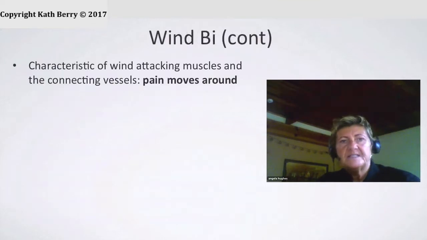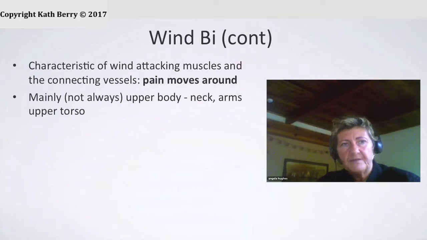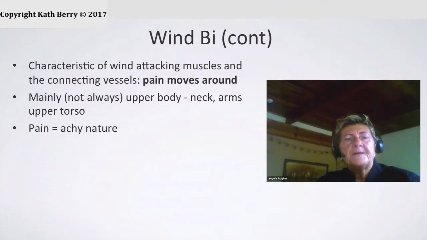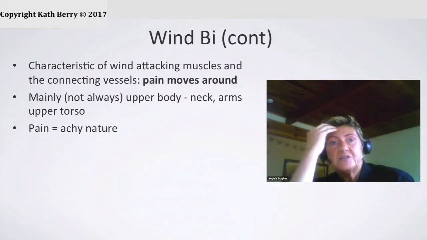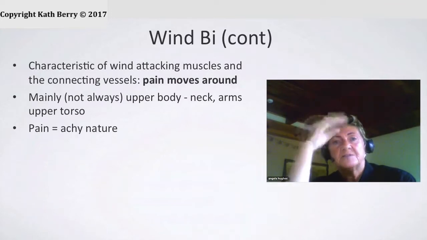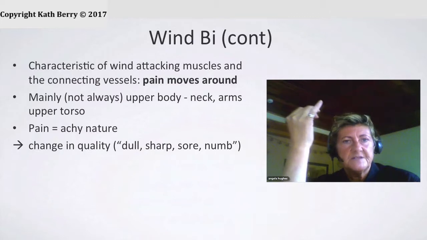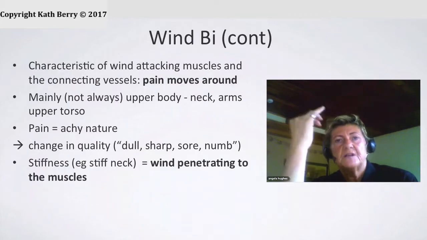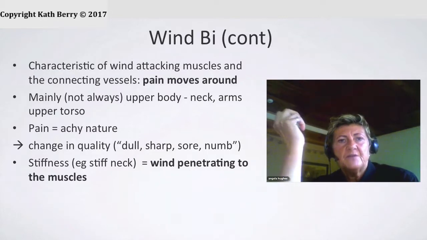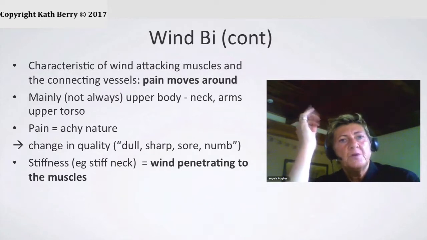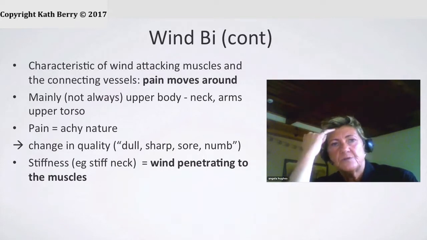The characteristic of wind attacking the muscles and the connecting vessels is that the pain moves around. It's mainly, but not always, found in the upper body, in the neck, the arms, and the upper torso. The pain that wind brings can be achy, but it can change abruptly in quality, sometimes dull, sometimes sharp. It can bring numbness. There's a whole host of different sensations that can occur with wind by the nature of the fact that it's forever changing. It can bring stiffness. Think of a stiff neck when you've been lying next to an open window and you get what we call a wind attack. That's basically a symptom of the wind penetrating to the muscles.